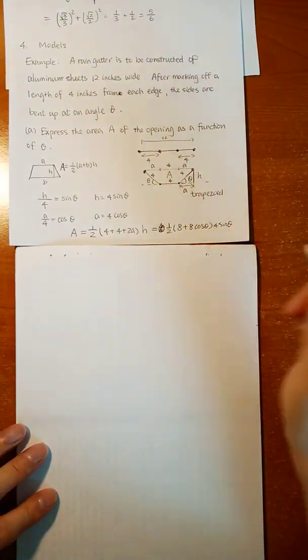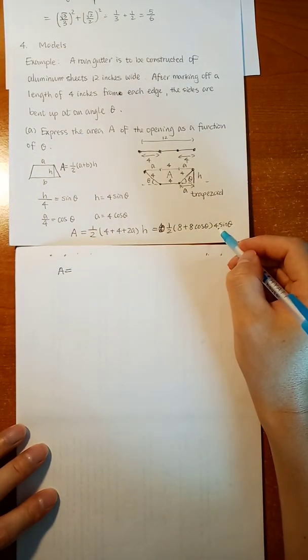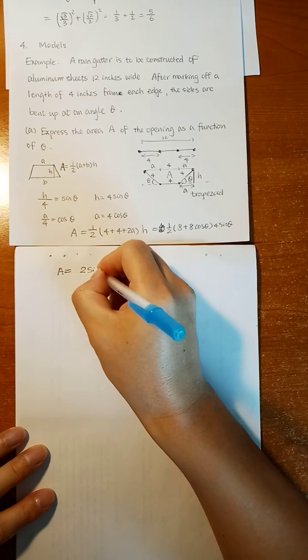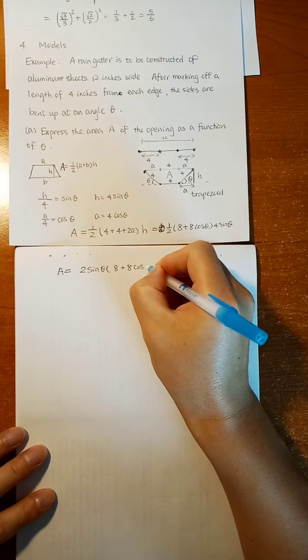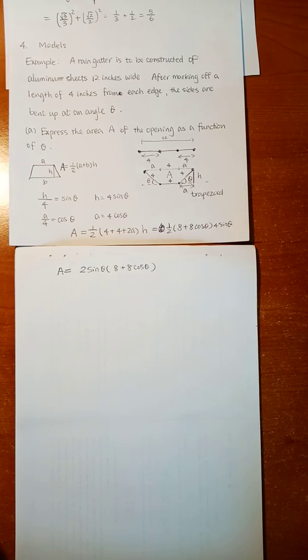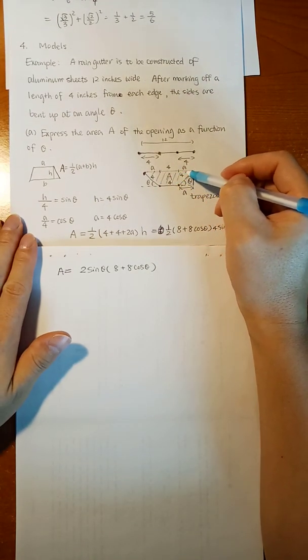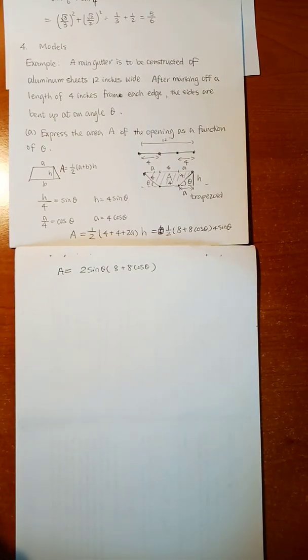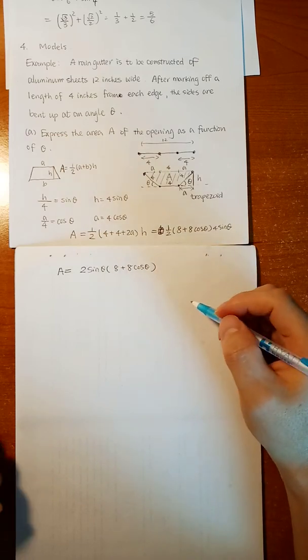If you simplify it, A is equal to one half times 4, which is 2. So it's 2 sine theta times (8 plus 8 cosine theta), and you can leave it like this. Okay, so this is the answer of the first part: express the area of the opening as a function of theta, in terms of sine and cosine.